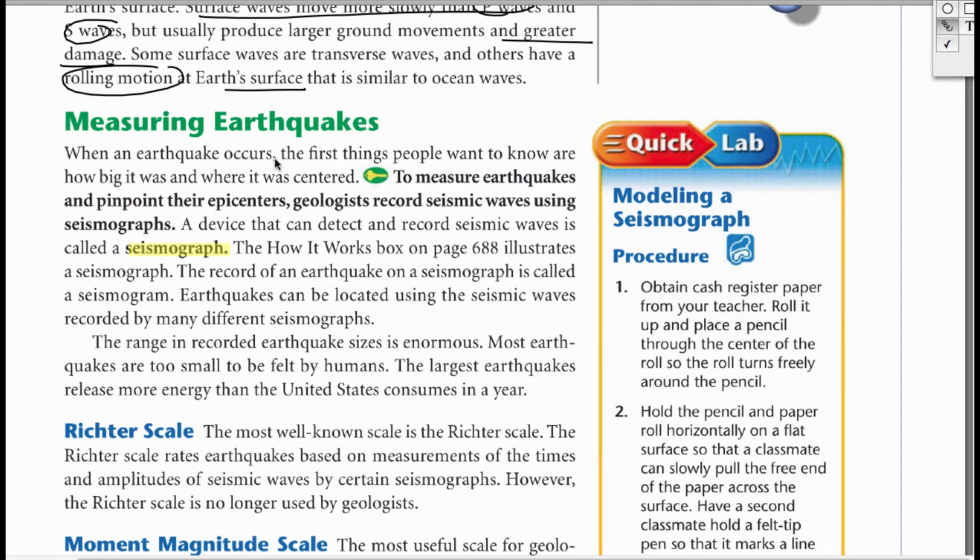In order to measure the magnitude of an earthquake, we have different scales, but the one that you probably are familiar with is the Richter scale. And to measure earthquakes and pinpoint their epicenters, they use seismic waves. They detect these waves using instruments. And how they detect them, where they detect them, the strength of the waves helps them then come back to the location where they originated. Okay?